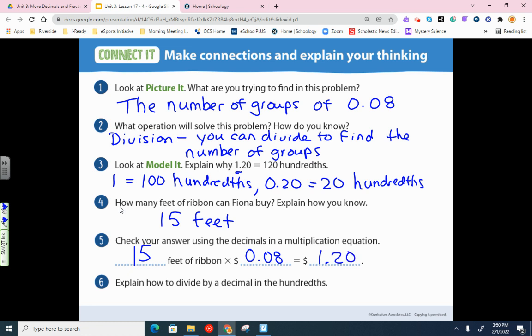Number 6, explain how to divide by decimal hundredths. You would write both numbers as hundredths.